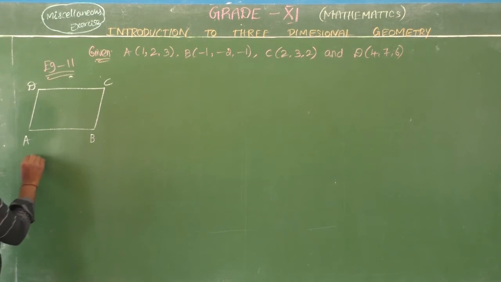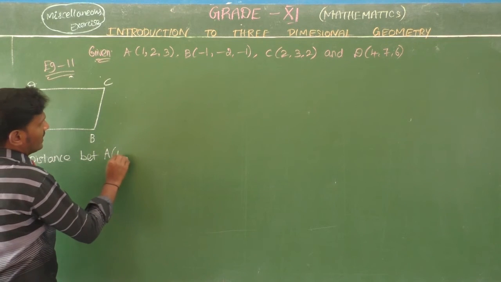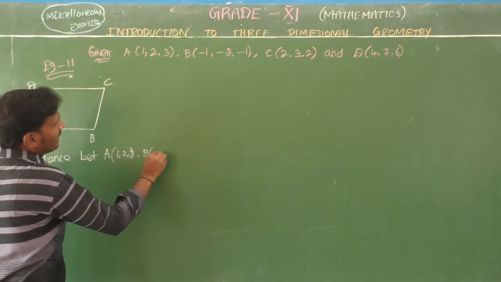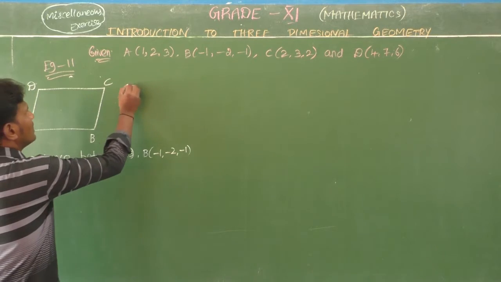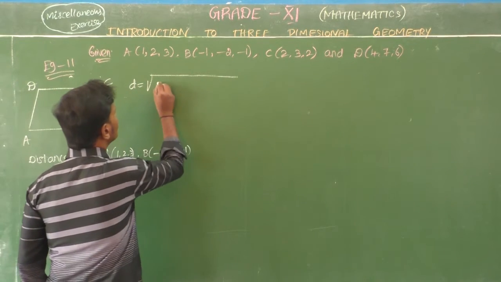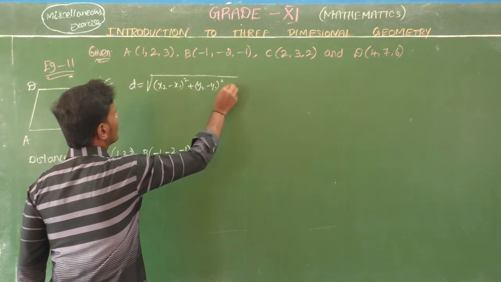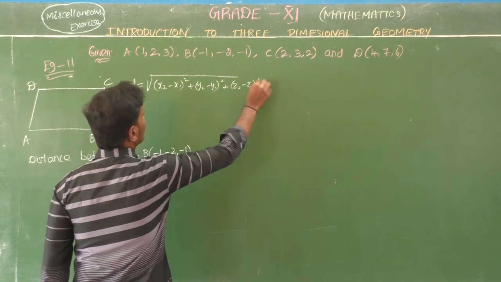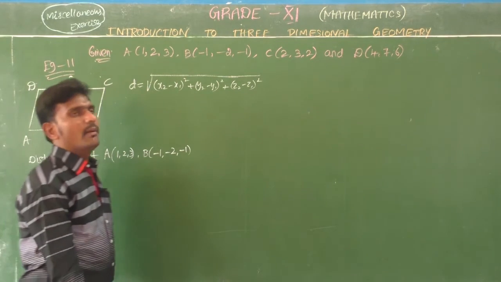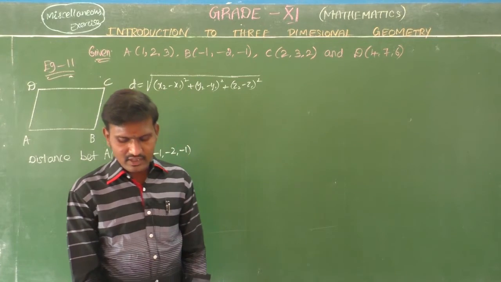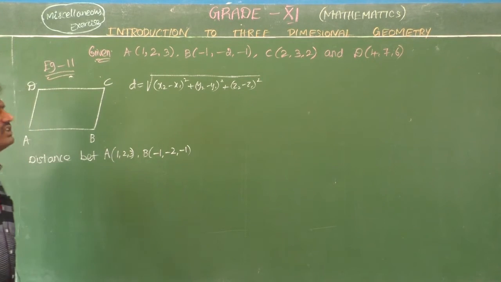Distance between A (1, 2, 3) and B (-1, -2, -1). And you know the formula is what? D equals the square root of (x2 - x1) the whole square plus (y2 - y1) the whole square plus (z2 - z1) the whole square. Or otherwise we can take (x1 - x2) the whole square plus (y1 - y2) the whole square plus (z1 - z2) the whole square. Whichever you take, that's your wish. Both will give the same answer.